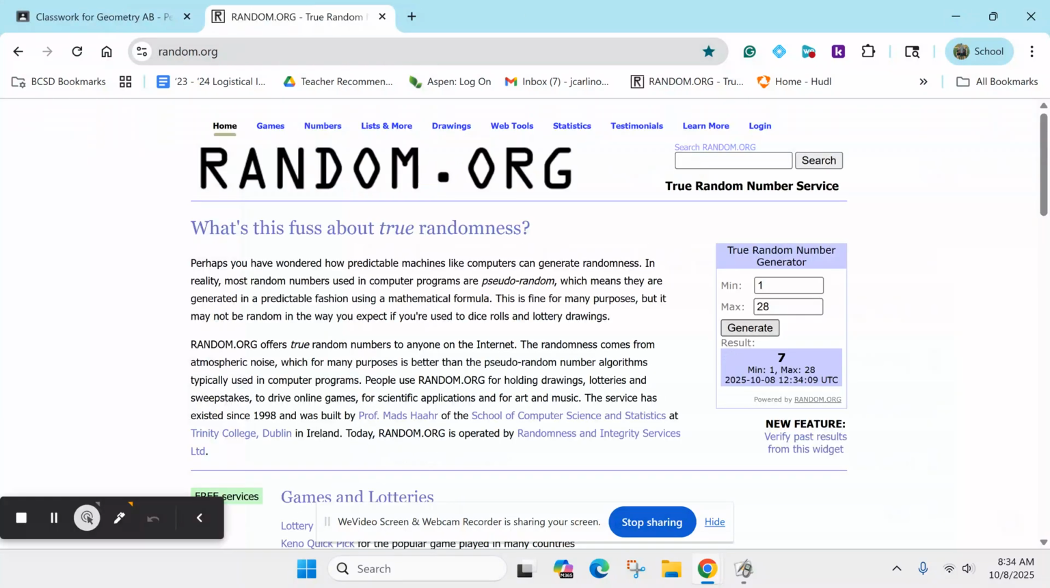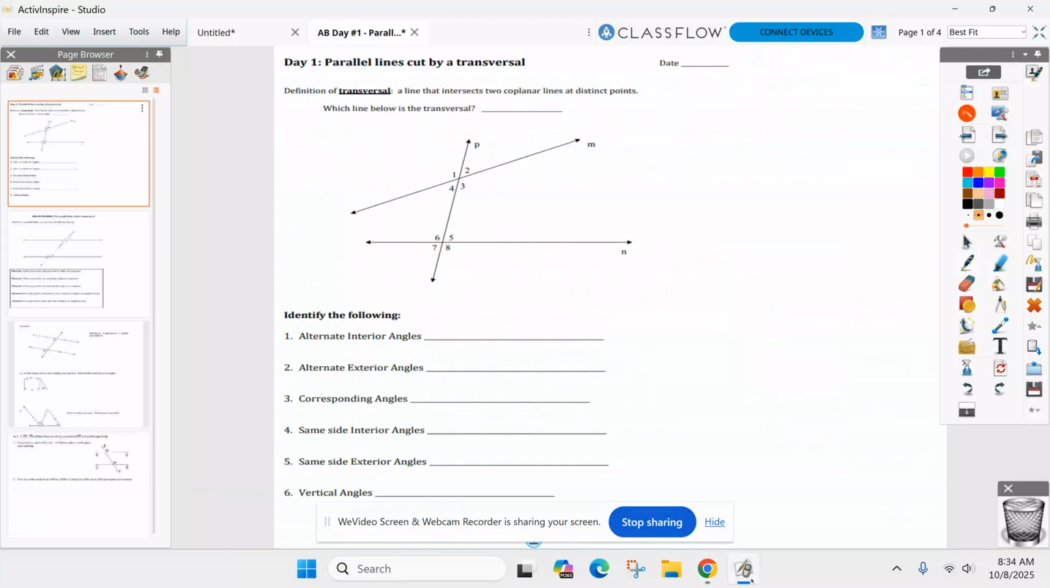Lucia, how'd I do on that? What do you got? Line P. Yep. So that's my transversal. I just want to get that word in your head. You're going to hear me say it a few times.